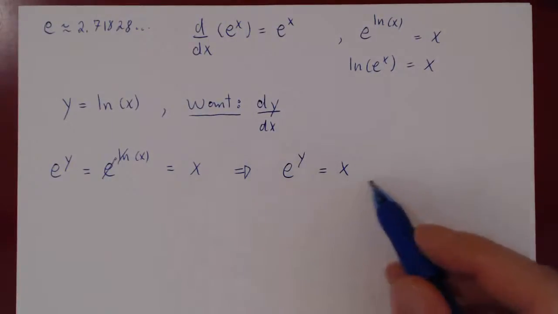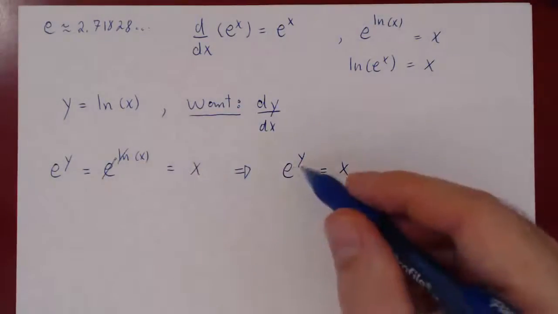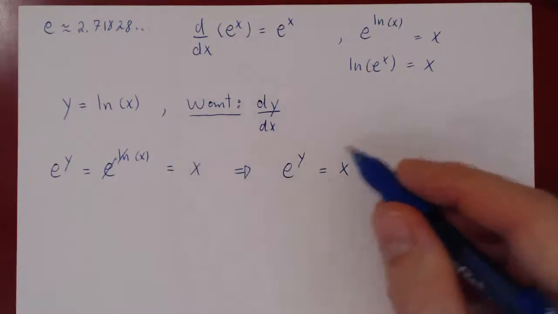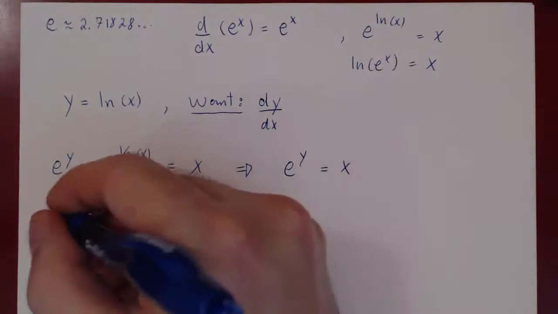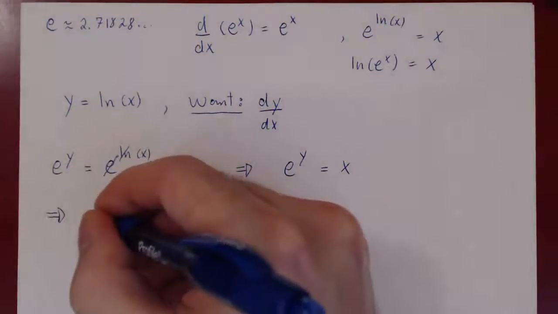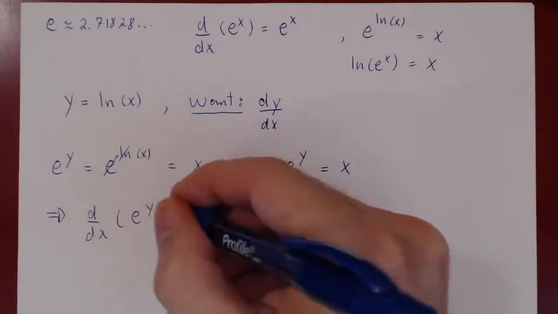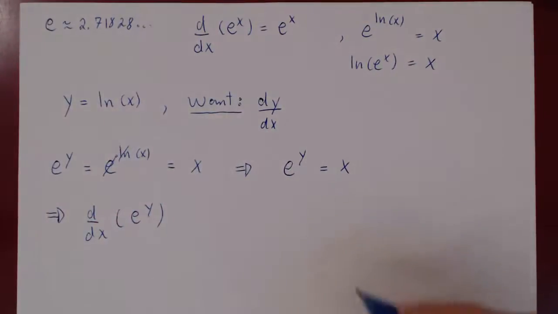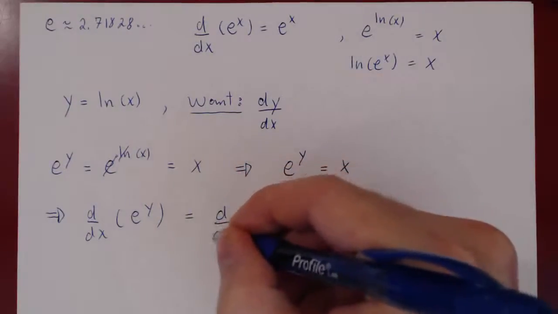We have an equation involving y, which we know is a function of x, and so this function of x equals this function of x, hence they must have the same derivative. So if we differentiate the left-hand side with respect to x, which is e to the y, this will be the same as the derivative of the right-hand side with respect to x.